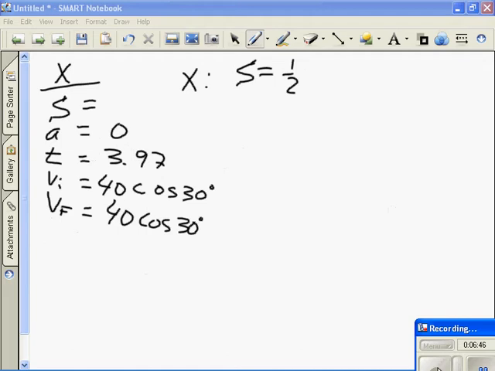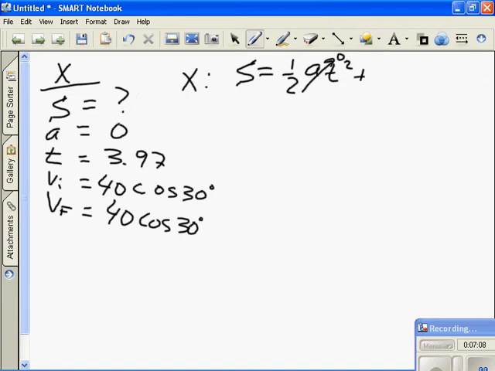Okay, let me try it in the x dimension. S, A, T, Vi, Vf. How far sideways? I don't know. There is no acceleration sideways, which means that Vi and Vf by definition have to be the same. That's why a is 0. Time we already found, 3.97. So I'll plug into the same equation. S equals 1/2 a t squared, where this goes bye-bye anyway, to 0, plus Vi times t.